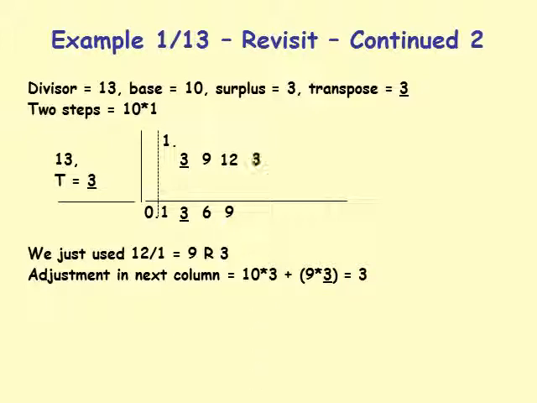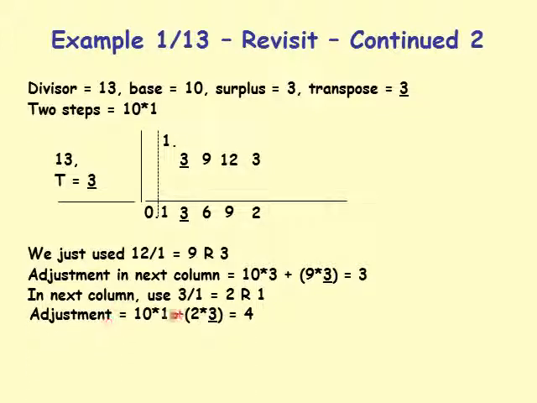Let's continue. So now I divide 3 divided by 1. Okay, and I would use 2 remainder 1, same argument. I do not want to make the next column negative. So I get 2 remainder 1. Okay. The adjustment in the next column is 10 times 1, the proportional remainder, plus the quotient 2 times the negative 3. So the next adjustment is 4.